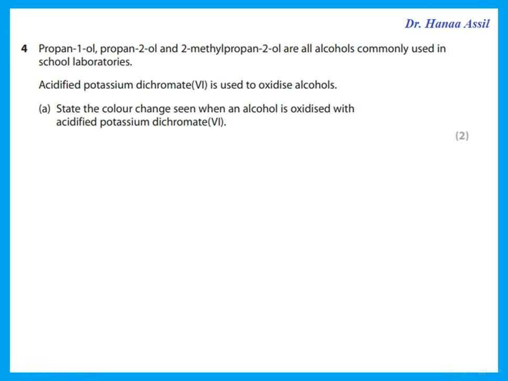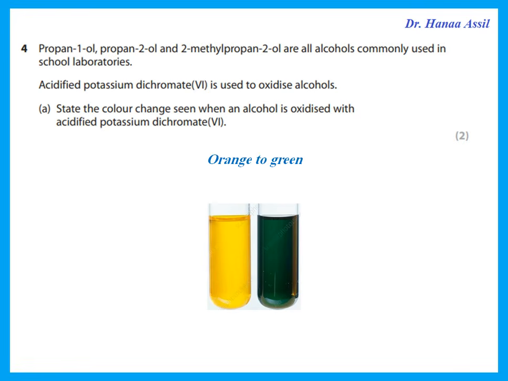Propane 1-ol, propane 2-ol, and 2-methyl propane 2-ol are all alcohols commonly used in school laboratories. Acidified potassium dichromate is used to oxidize alcohols. State the color change seen when an alcohol is oxidized with acidified potassium dichromate. Do you remember the color change for potassium dichromate? You should know that originally it is orange. When it reacts and acts as an oxidizing agent, it changes from orange to green.